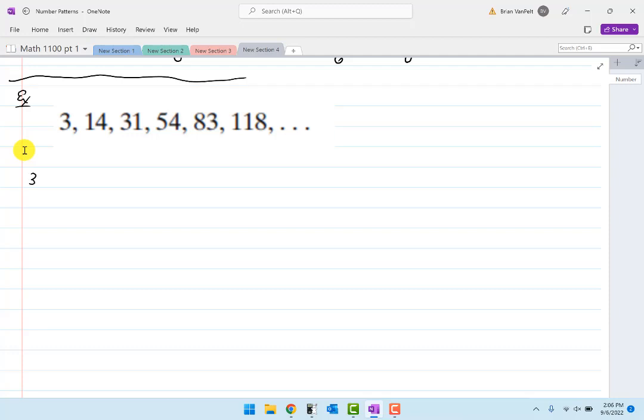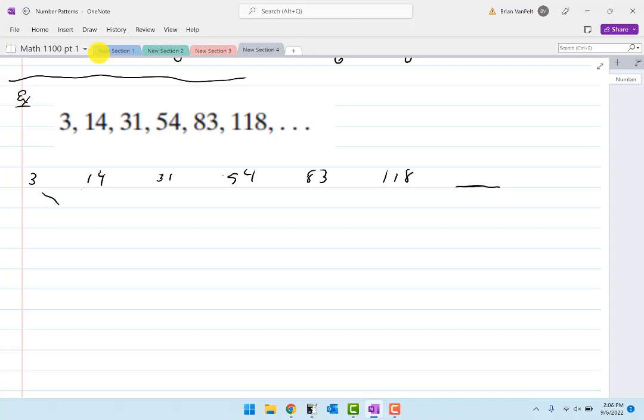Let's see, we're going to have our 3, 14, 31, 54, 83, 118, and the one we want comes after the 118. So I'll put a little spot there waiting for it. So now let me start doing the differences.